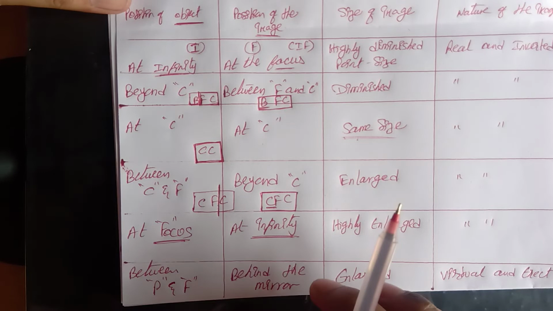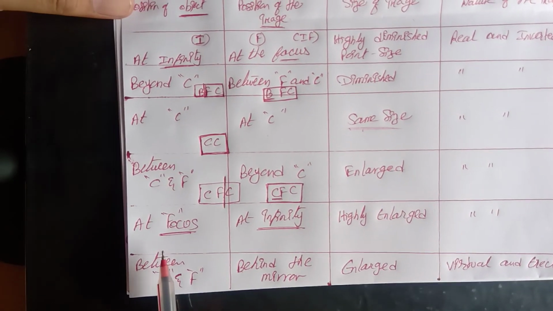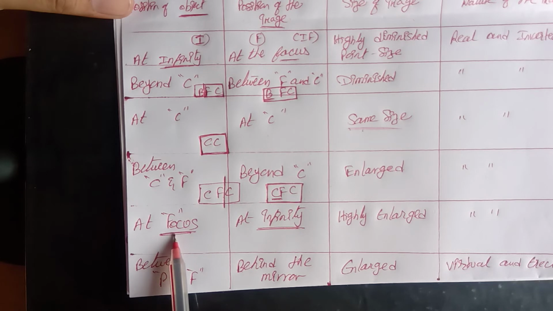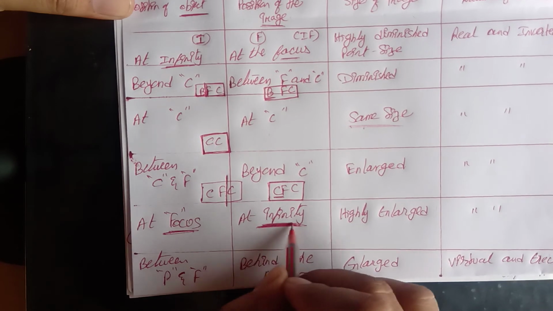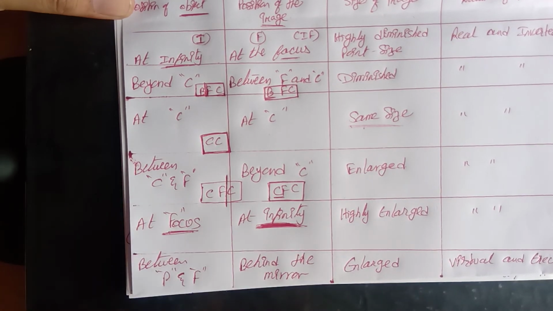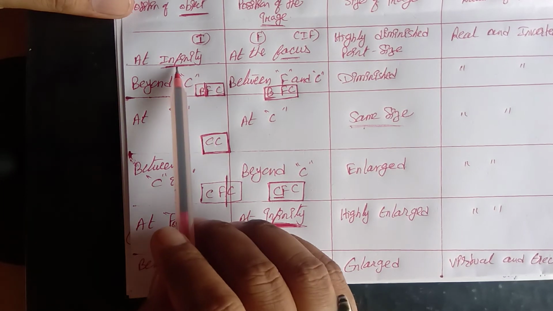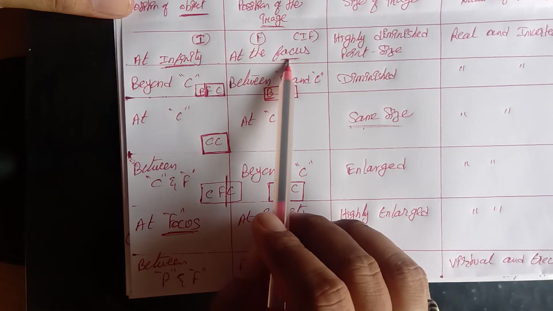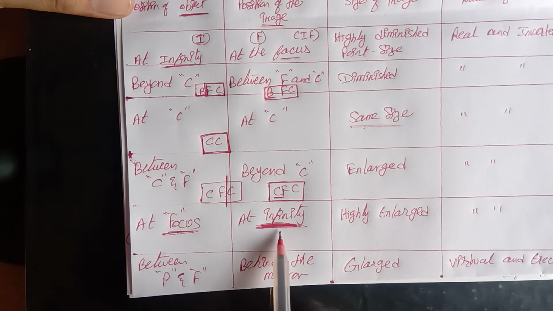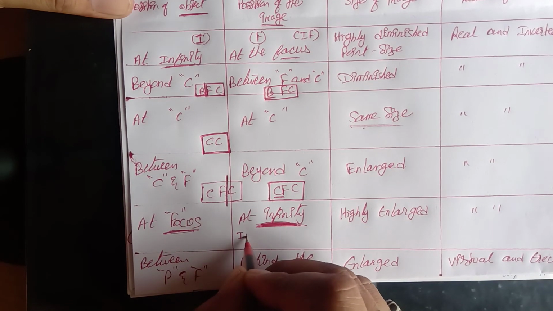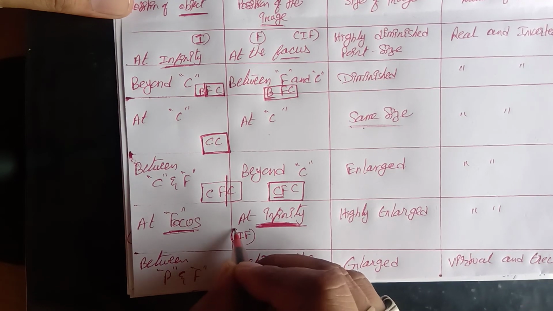Next. When the object is at focus, my image would be at infinity. If you look at the first one, IF, this is just the opposite of IF. In the first one, when my object is at infinity, the image is at focus. Similarly, when the object is at focus, the image is at infinity. So both resemble each other. This also you can remember as IF.